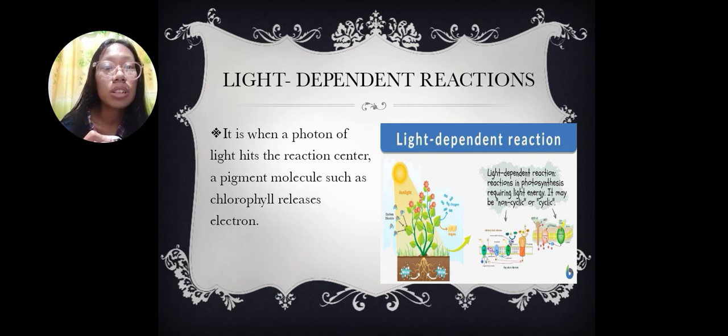It is when a photon of light hits the reaction center that a pigment molecule such as chlorophyll releases an electron. This released electron escapes by traveling through an electron transport chain. It generates the energy needed to produce ATP, or adenosine triphosphate, a source of chemical energy for cells, and NADPH. The electron hole in the original chlorophyll pigment is filled by taking an electron from water. As a result, oxygen is released into the atmosphere.